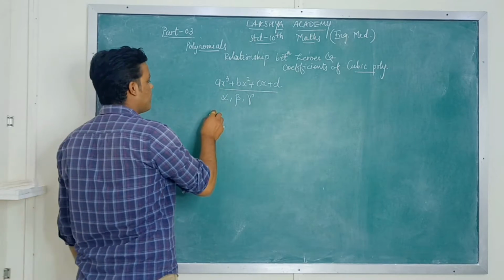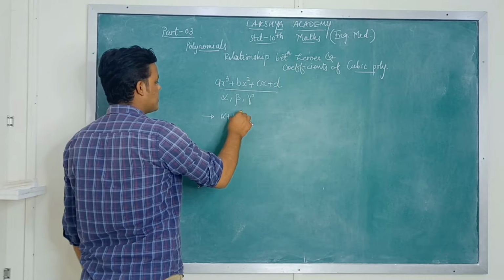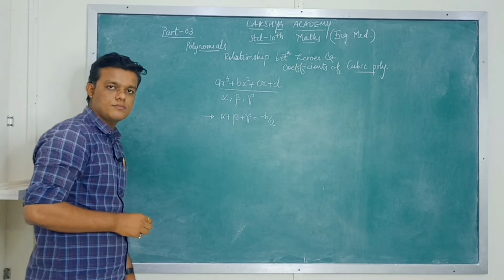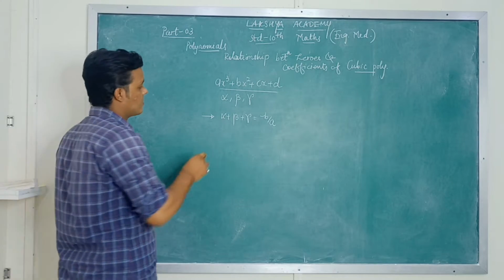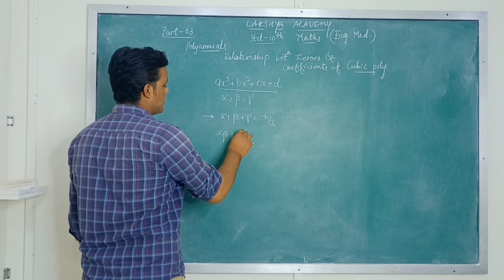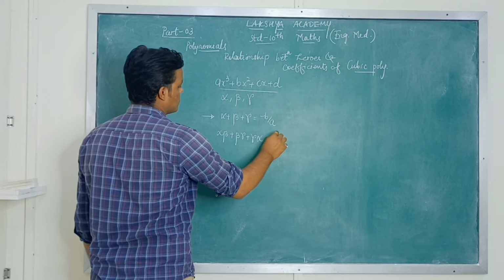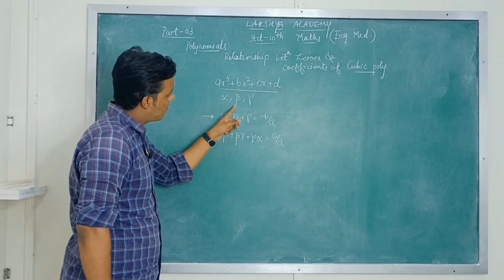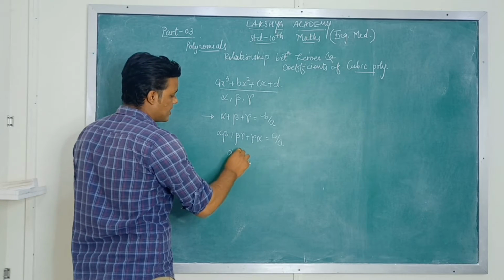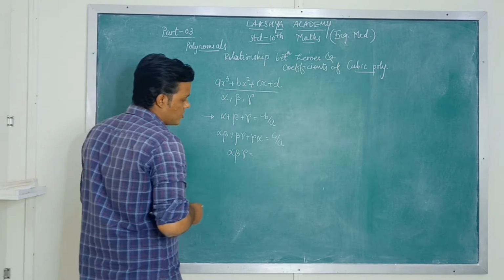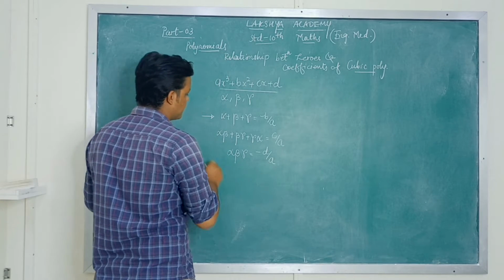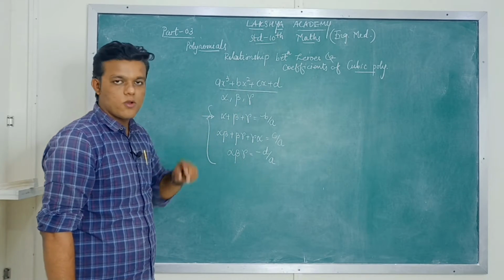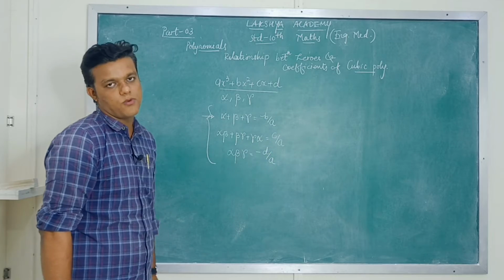First of all, the addition of zeros, alpha plus beta plus gamma, is equal to minus b by a. Then the multiplication in pairs, alpha beta plus beta gamma plus gamma alpha, equals c by a. And at the end, the multiplication of all three zeros, alpha beta gamma, is equal to minus d by a. So this is the relationship between the zeros of a cubic polynomial and the coefficients of that polynomial.